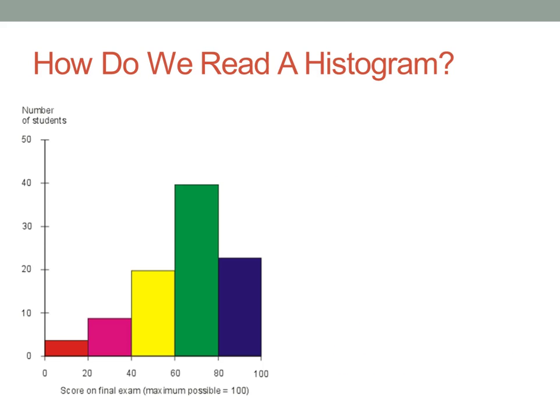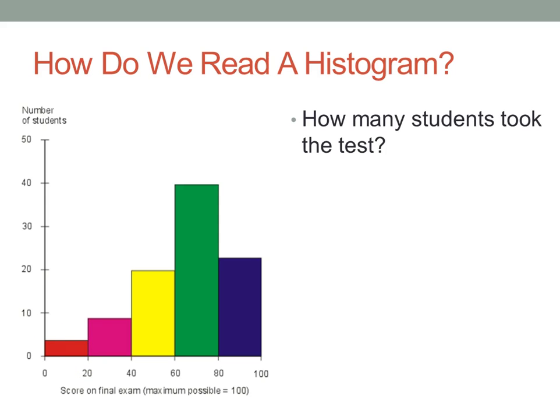And now we're going to talk about histograms a little bit more. So here's a histogram. Remember, the histogram is showing a range of data, an interval of data here. So all of these people here represent scores between 0 and 20. So let's ask ourselves some questions. How many students took the test?